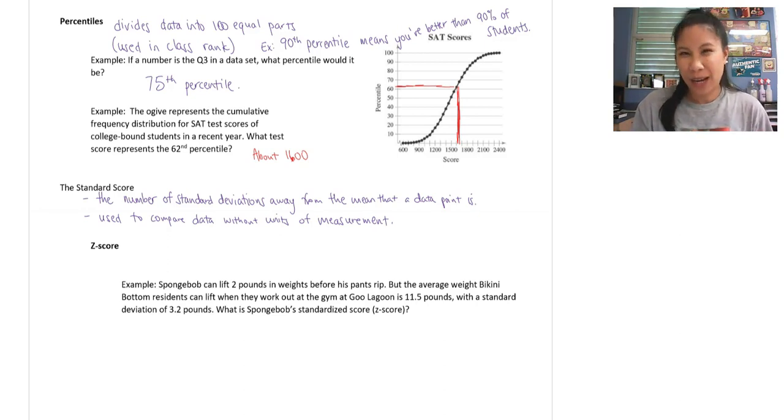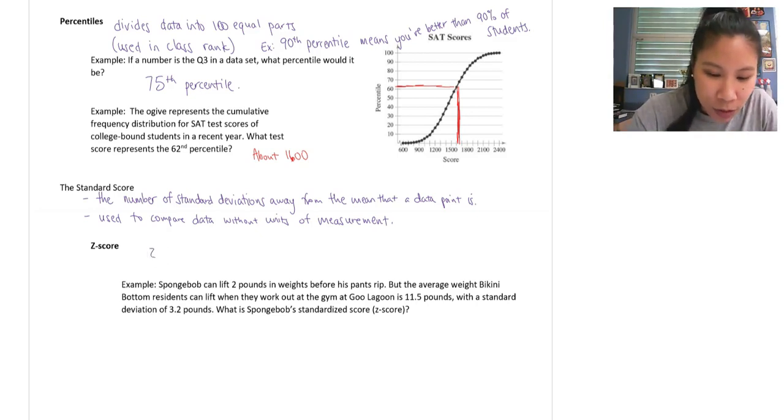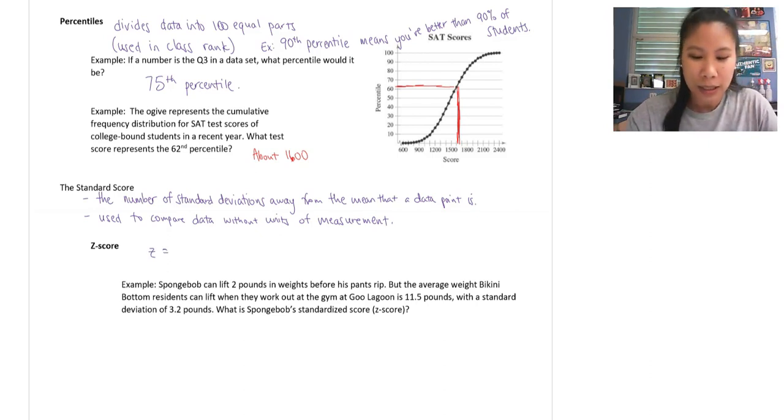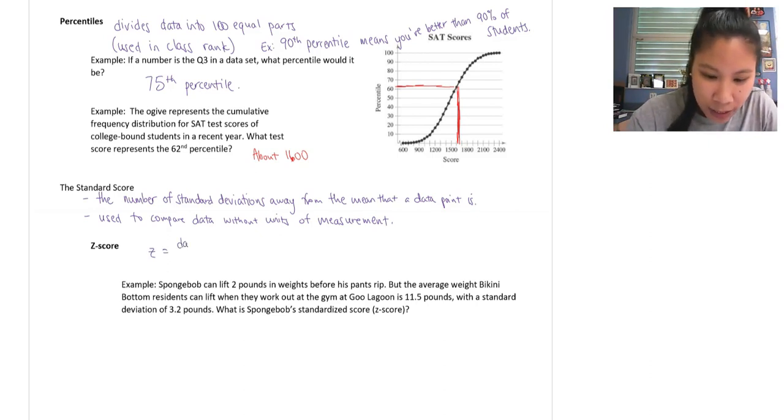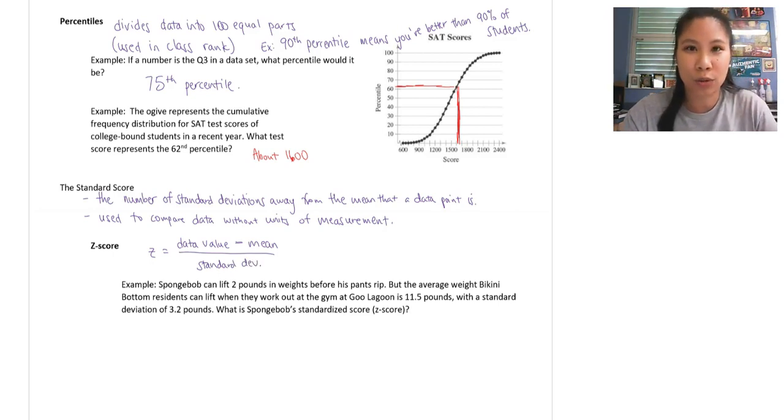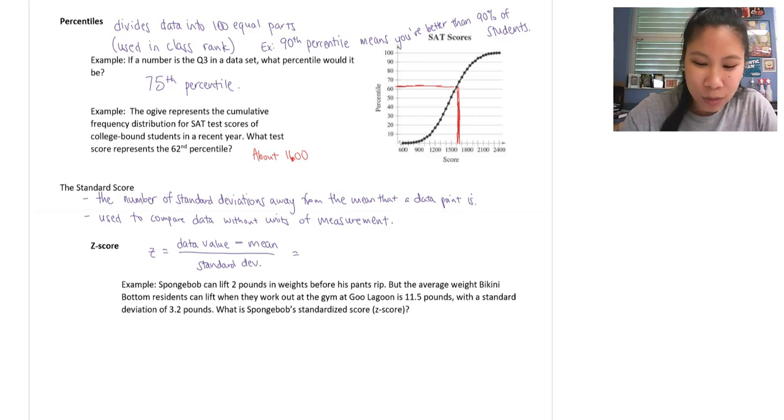So in order to find that standard score, there is a formula for it. We also call the standard score a z-score because it's easier to say. So we use the letter z equals, we're going to take our data value, usually whatever they're asking about in the problem, subtract the mean from that, and then divide by the standard deviation, and that'll give us our standard score, or the z-score. In symbols, sometimes you'll see it look like this: x minus mu over sigma.